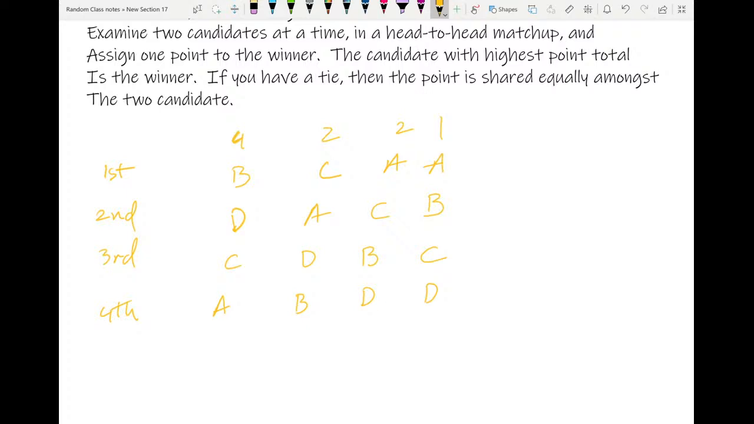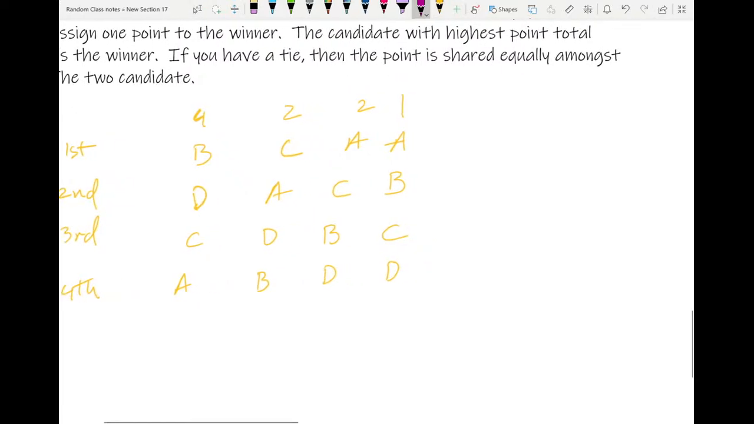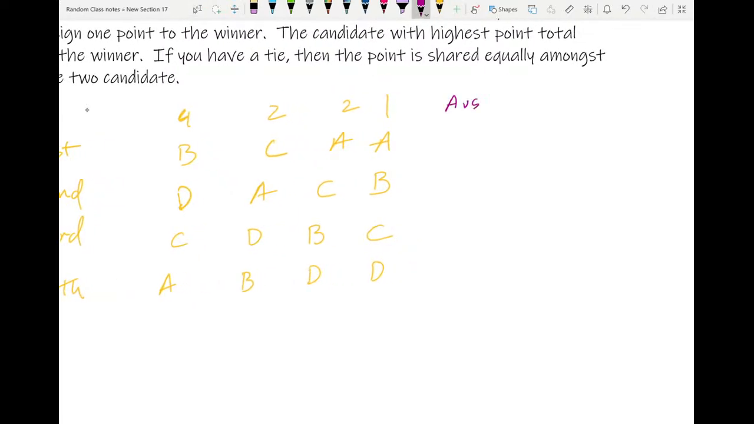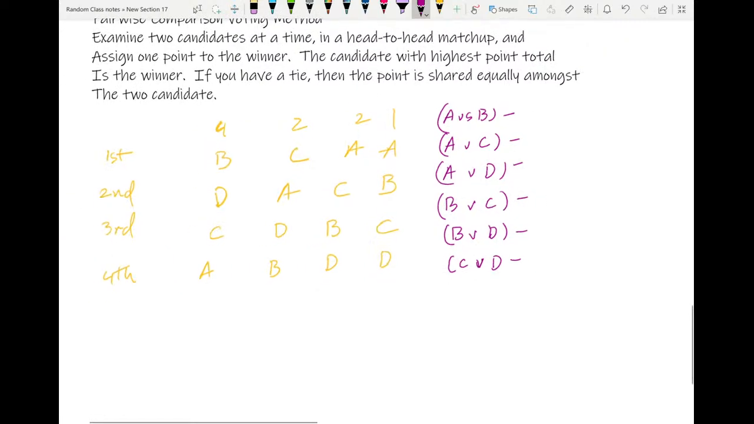Okay, so let's look at this. What we're going to do is we have 4 candidates and we're going to line them up with each other. We're going to do A versus B, A versus C, A versus D. Then we're going to do B versus C, B versus D. And then the last one is C versus D. Now we want to know if we match them up, who wins, okay?